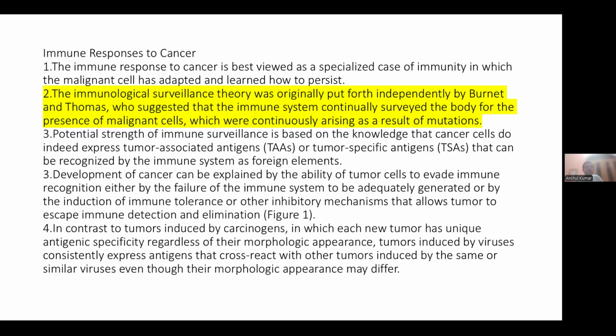Then development of cancer cells can be explained by the ability of tumor cells to evade immune recognition, either by the failure of the immune system to be adequately generated, or by the induction of immune tolerance or other inhibitory mechanisms that allow tumors to escape immune detection and elimination. Now, in contrast, with tumors induced by carcinogens, in which each new tumor has unique antigenic specificity regardless of their morphologic appearance, tumors induced by viruses consistently express antigens that cross-react with other tumors induced by the same or similar viruses, even though their morphologic appearance may differ.